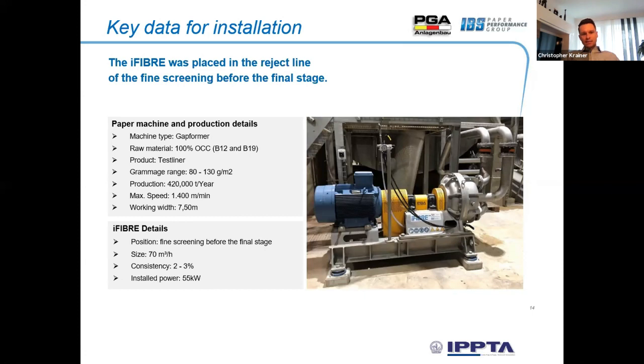I-fiber details: position, fine screening before the final stage. We will see the flow sheet in the next slide. Size of the machine 70 cubic meters per hour. Consistency 2 up to 3%, and the installed engine was 55 kilowatts.